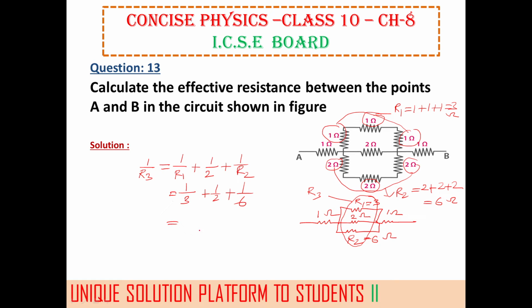If I do the simplification, the LCM is coming 6. So it will be 2 plus 3 plus 1. So we are getting 6 by 6 equal to 1. So finally R3 is coming 1 ohm. So now we can redraw the circuit like this.